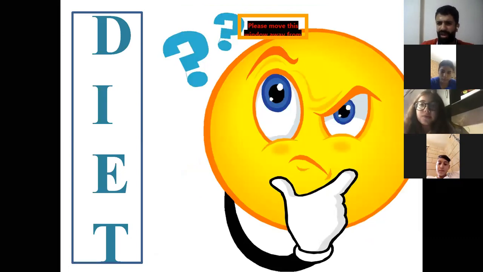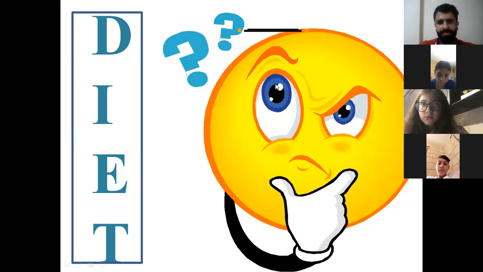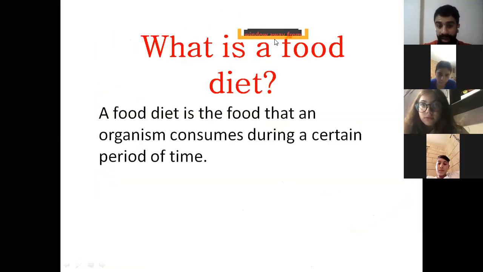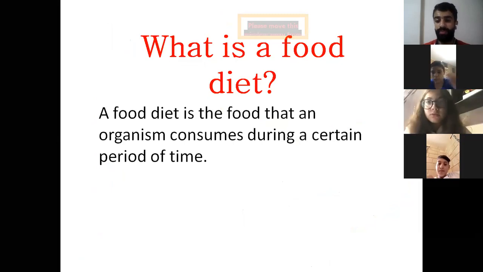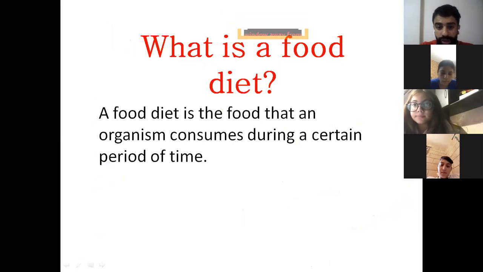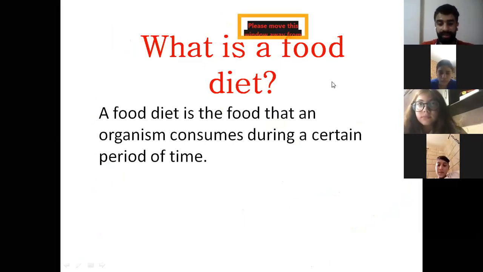So, food diet. You only hear about food diet. You know that food diet and the regime? No, food diet is the food that we eat. Food diet is the food that an organism or a person consumes during a certain period of time. So the food diet is the food that we eat during a period of time. This is called the food diet.